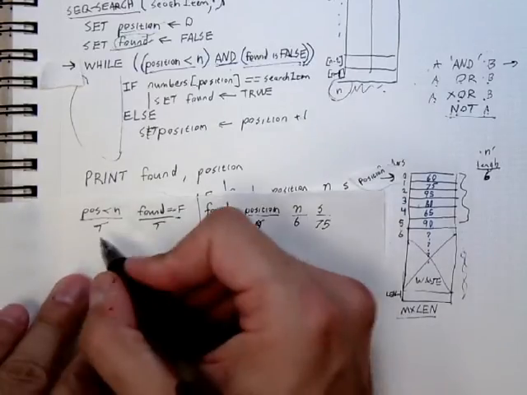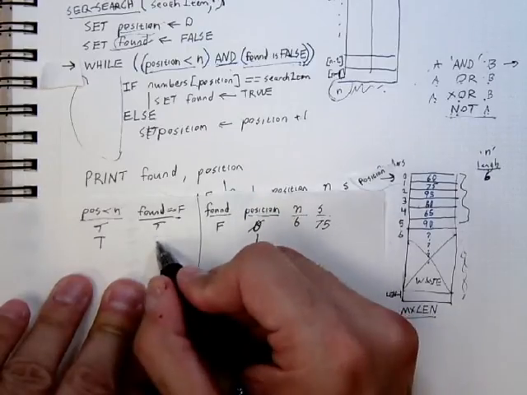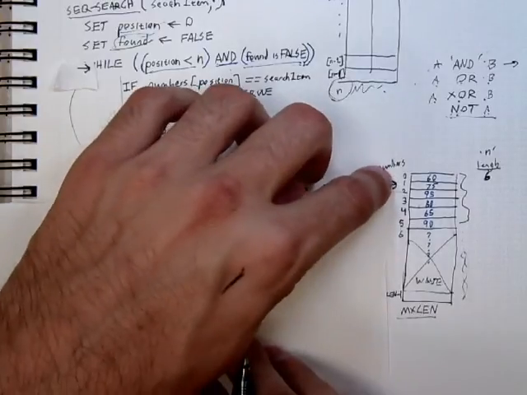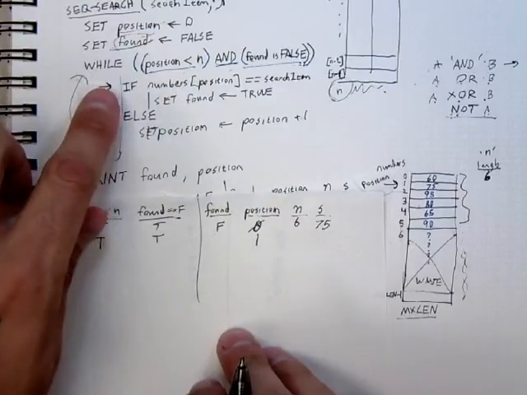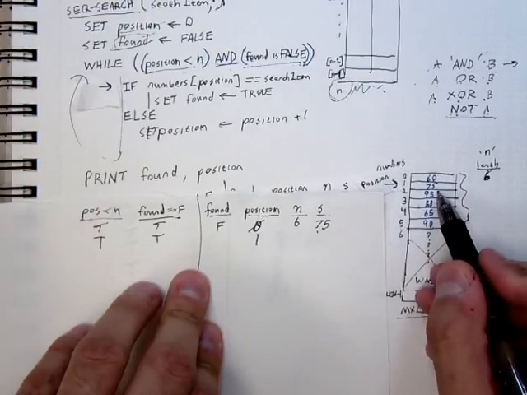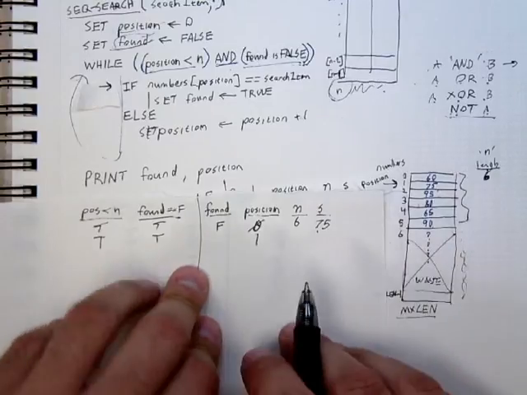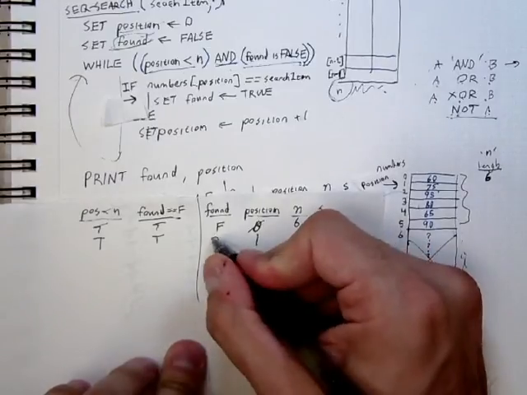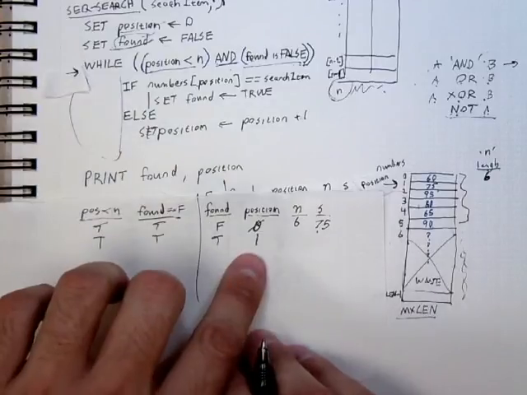Is position less than n? 1 is less than 6, that's true. Is found equal to false? It is equal to false, that's true. Position's down here at 1 now, right? So now we're going to say if numbers position is equal to search item. The search item was 75, numbers position is also 75. So that's true, so we're going to execute this piece of code. We're going to set found equal to true. And we don't do the else part, we come back up here to the while. So notice we didn't increment position, it's still 1.